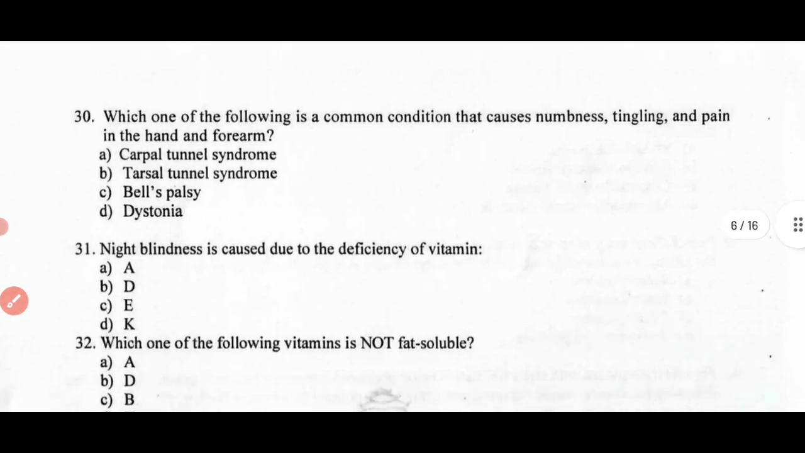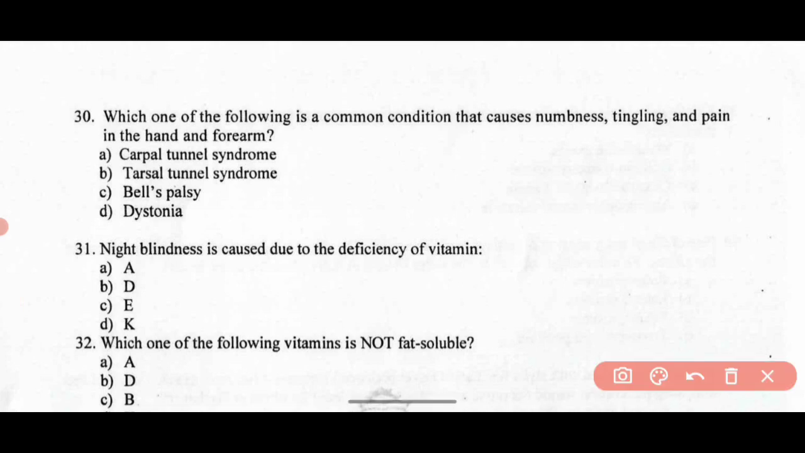Question number 30. Which one of the following is the common condition that causes numbness, tingling, pain in the hand and forearm? It is a very simple question. Whenever you come across keywords like numbness, tingling, pain in the hand and forearm, you have to think about carpal tunnel syndrome, because if there is any compression over the median nerve, the signs and symptoms are numbness, tingling and pain in the hand or forearm.